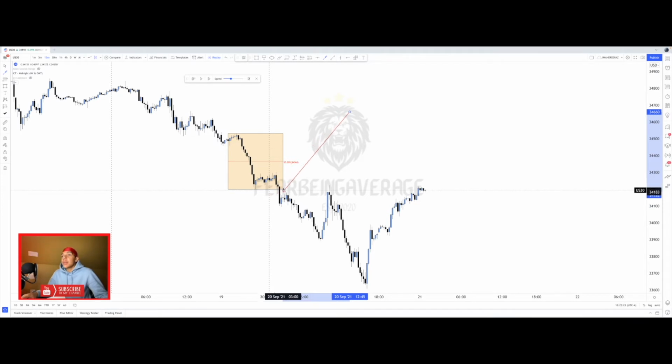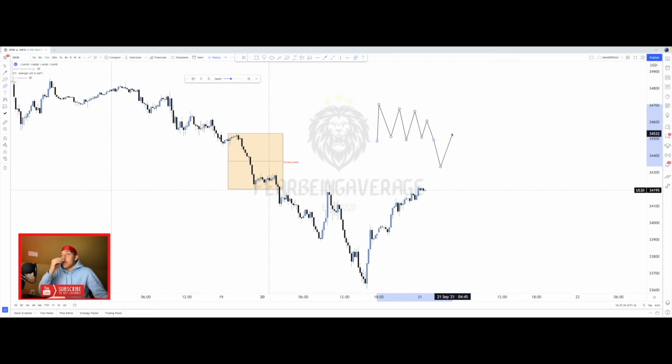Price during London session had this drop down. Looking at it from a schematic standpoint, price was consolidating, had a push lower. Then what happened during New York session? We had a retracement. Where did we have that retracement?